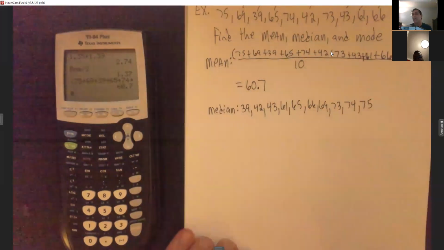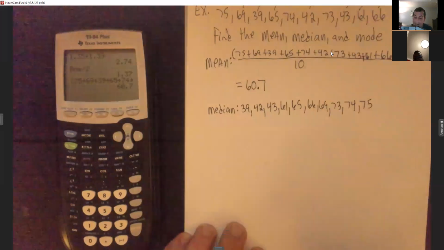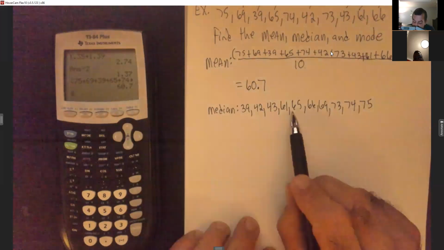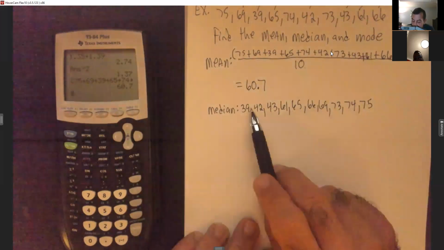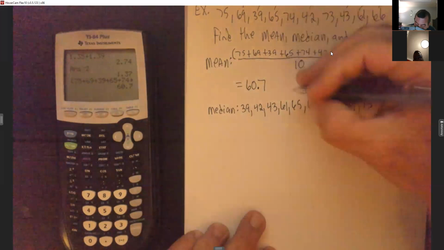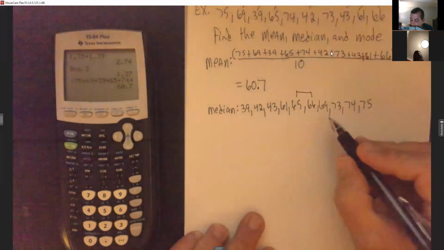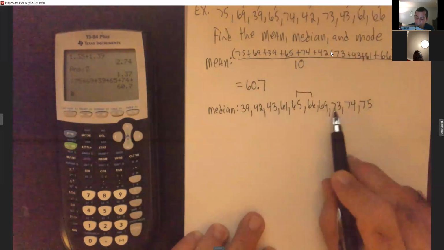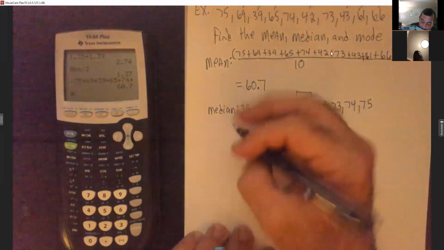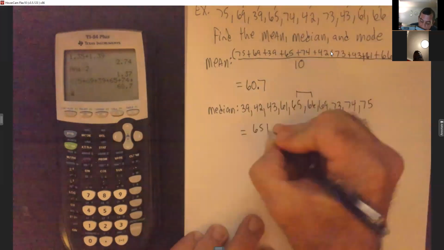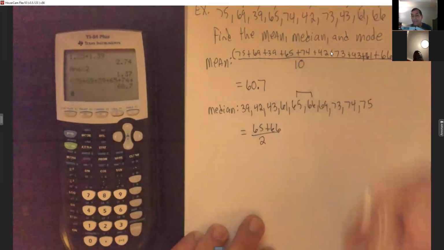So remember, since that's an even number, I got to find the 2 most central numbers. So that'll be numbers 5 and 6. The 5th and 6th numbers will be 65 and 66, so that I got 4 numbers on each side of that. To get the median, we're going to add 65 plus 66, and there were 2 numbers, so we divide by 2.